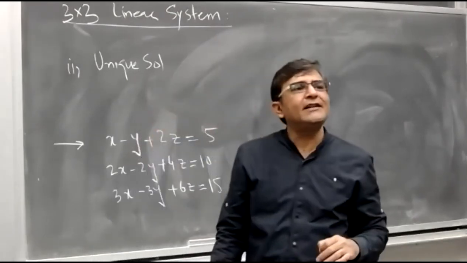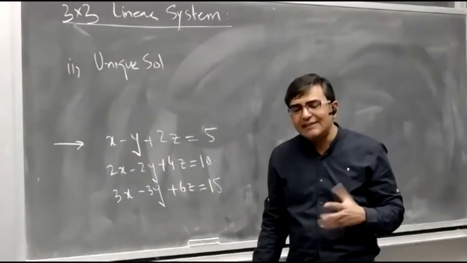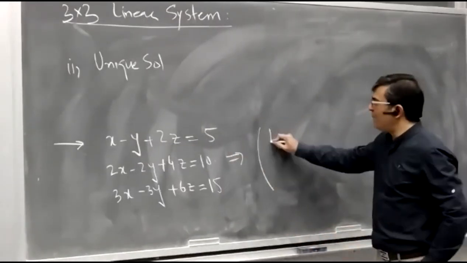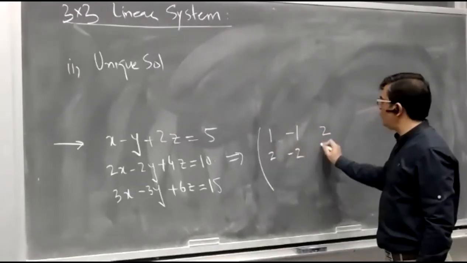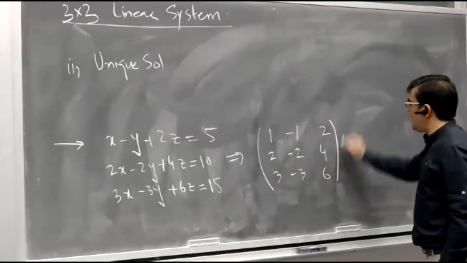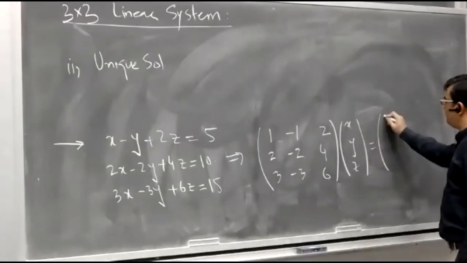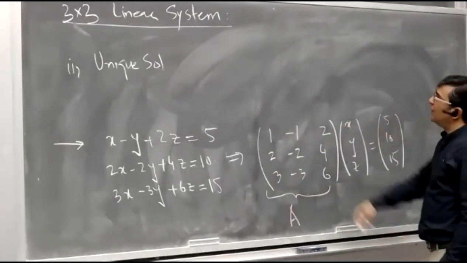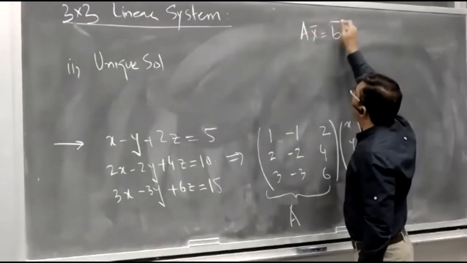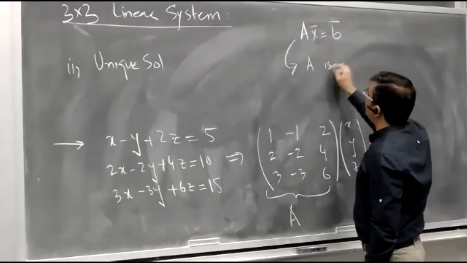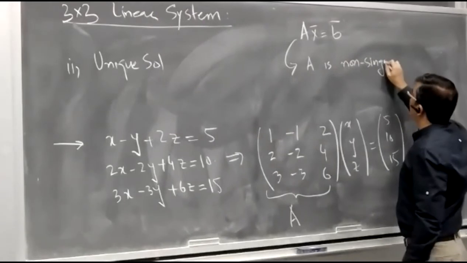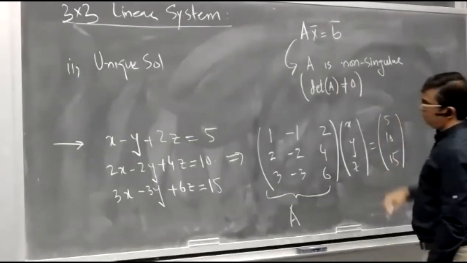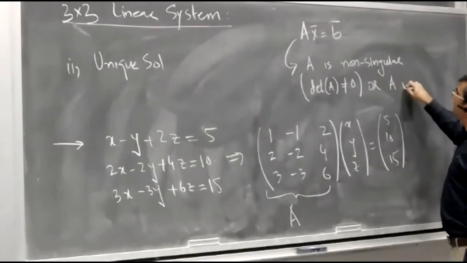Without solving the linear system, we can also see whether the given linear system has a unique solution or not. And what is the method of doing that? You write this system in a matrix form: 2, minus 2, 4; 3, minus 3, 6, times x, y, z is equal to 5, 10, 15. We can write that linear system into this form. If this coefficient matrix A is non-singular. Non-singular means what? Determinant of A is not equal to zero. Or we can say that A is invertible.